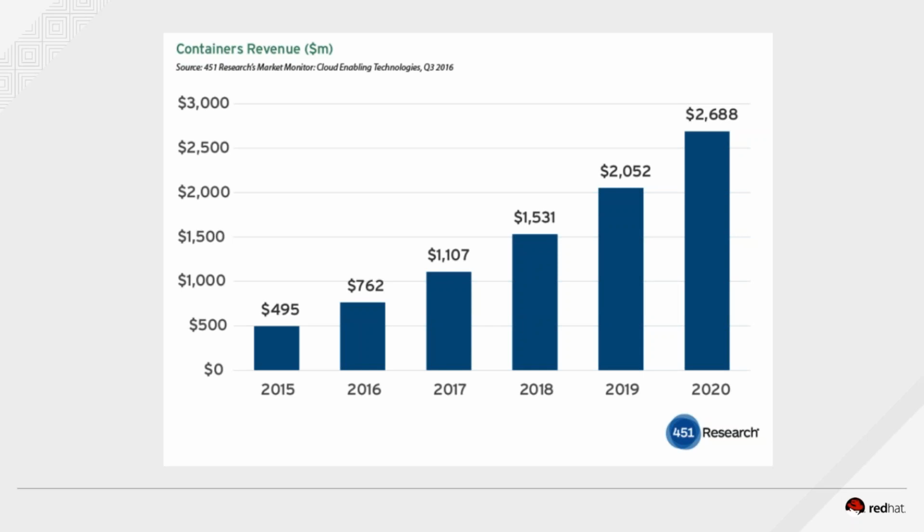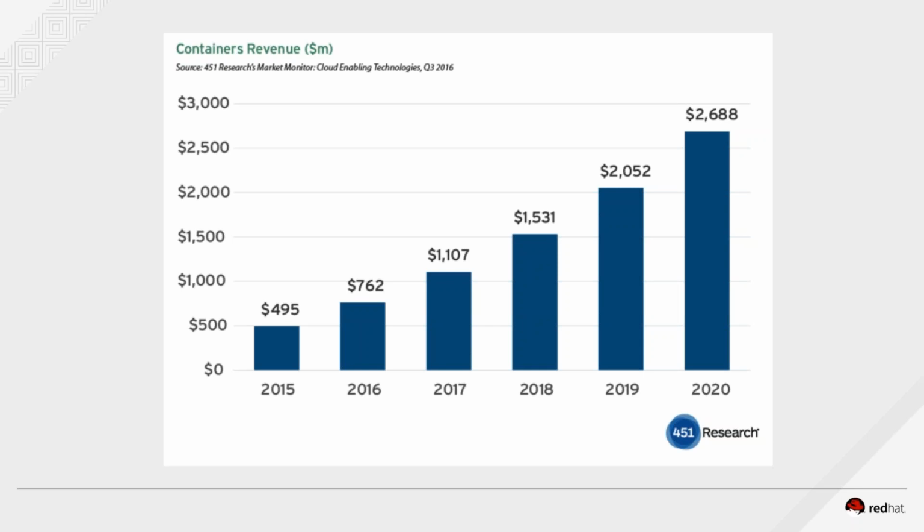This, another example of a kind of up and to the right forecast from 451 Research, shows a very similar pattern, and I think it's in no small part due to the complementary nature of containers and cloud, which enables organizations to develop and deploy apps out to production much faster than they've been able to in the past.